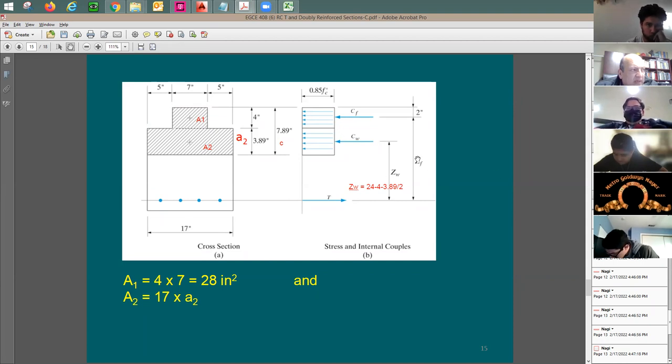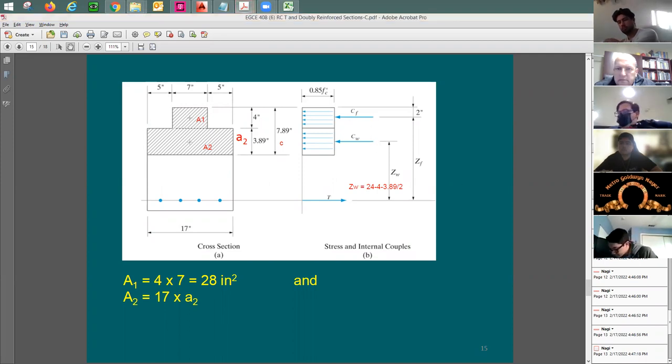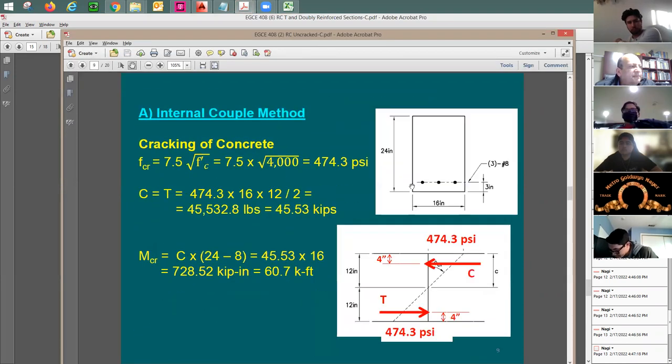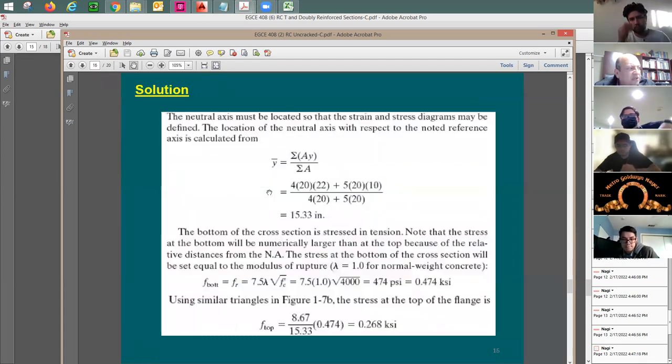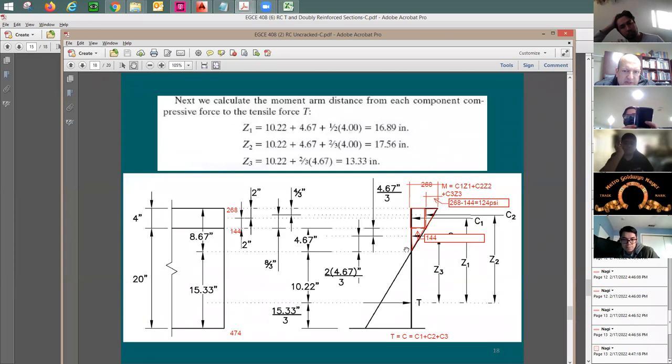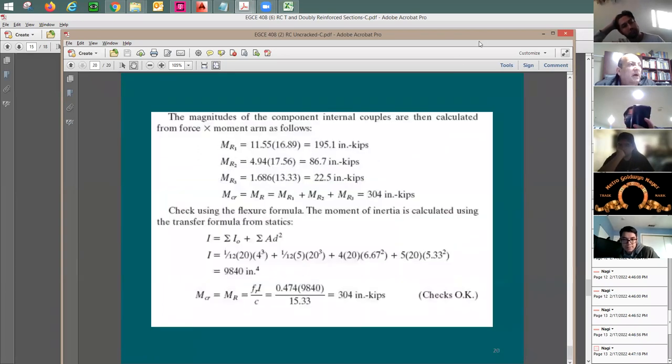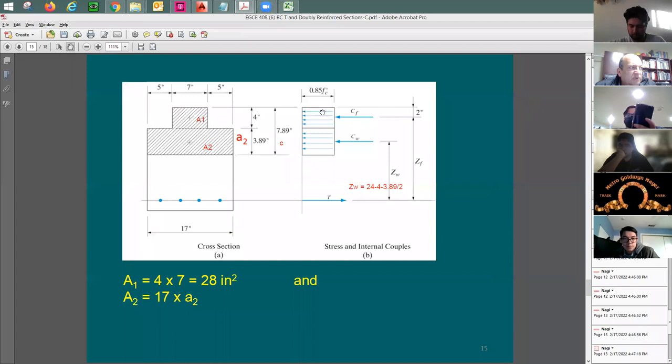Now I have these two values, right? I have the moment arm. So at the end, the moment equals CF times ZF plus CW times ZW. This also reminds me of what we have done in the uncracked concrete section when it comes to analysis, but the other one was a little bit complicated. I'm talking about this case here. If you guys remember this, we have compression force, and the compression force was over 3 compression forces. Now our analysis is much simpler because we have just a compression block. It's going to be a rectangular section.